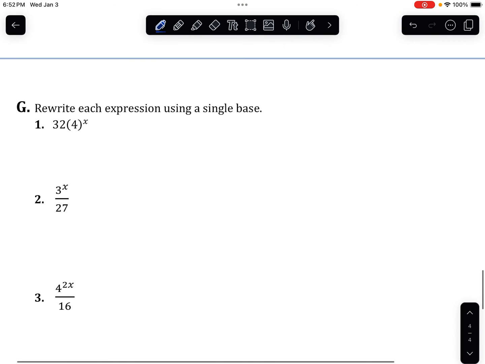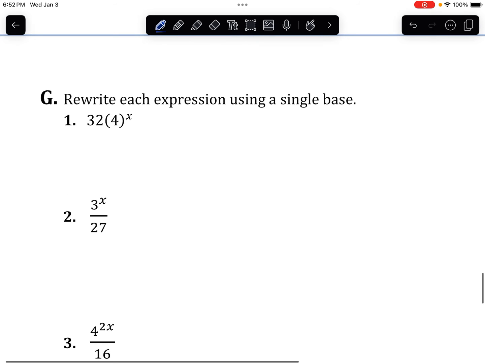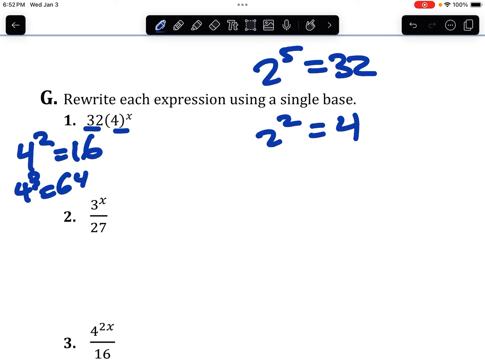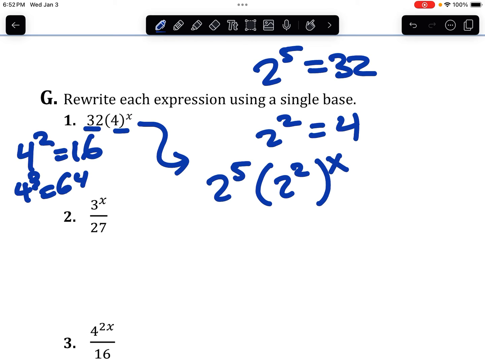All right, for part G, it says to use a single base. So I'm going to rewrite these pieces using a single base for both of them. 4 I can't make into 32 because 4 squared is 16, but 4 to the 3rd is 64. So that means I got to change both of these bases. So I know 2 to the 5th is 32, and I know 2 squared is 4, so I can use 2 for both of them. So this becomes 2 to the 5th for 32 times 2 squared to the x.